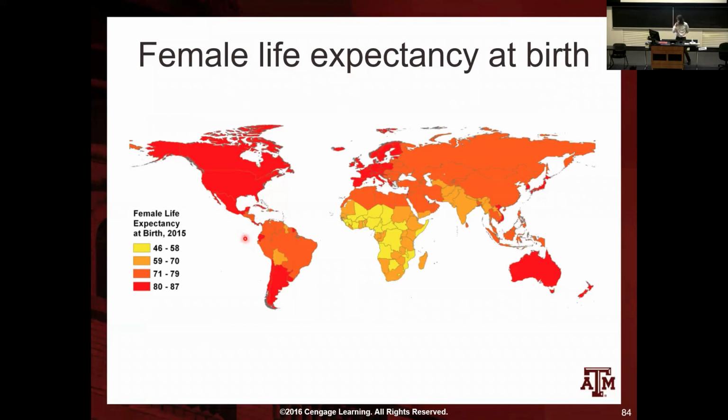Female life expectancy at birth is high in more developed countries, as we see in Western Europe, US, Canada, Mexico, also Argentina, Chile, Uruguay, Australia, New Zealand as well. But still we see variations across the world, okay?